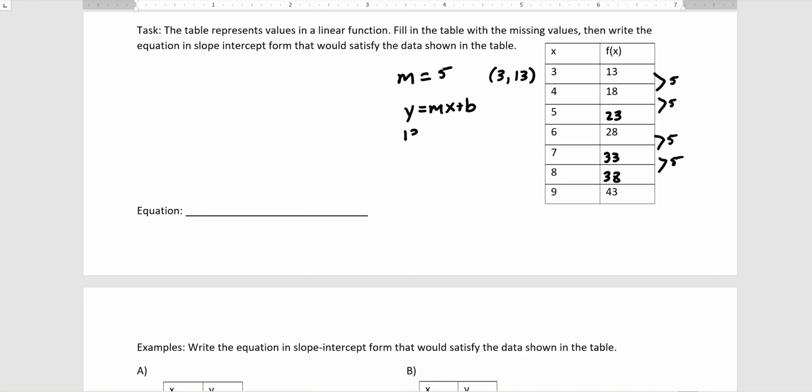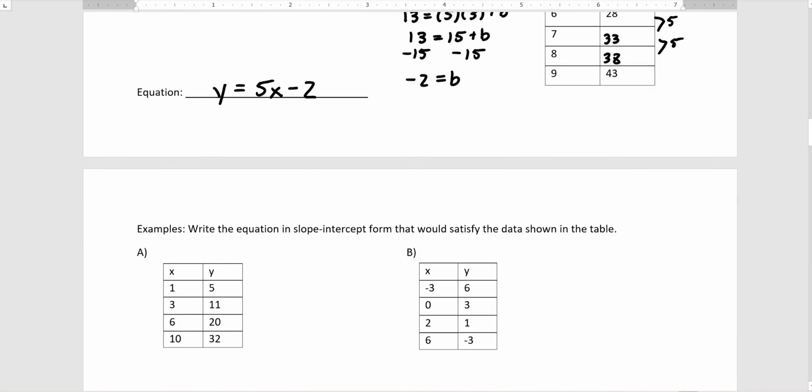So I can plug in 13 for y equals m, which is 5, x is 3 plus b. 5 times 3 is 15. To get b all by itself, I'd subtract 15, subtract 15. And 13 minus 15 is negative 2. So that means my equation here would be y equals 5x minus 2. All right. So I found my slope by looking at the table and then used algebra to find my y-intercept. And that's what we're going to do for these next few, okay?